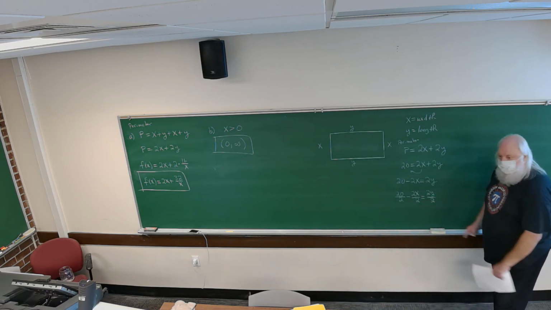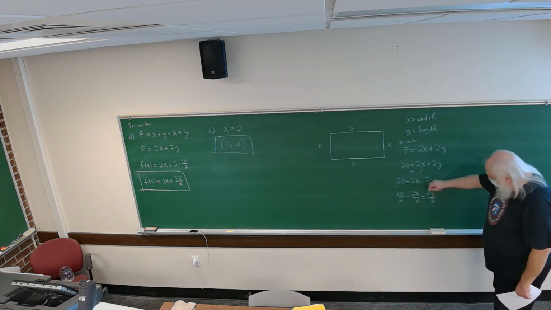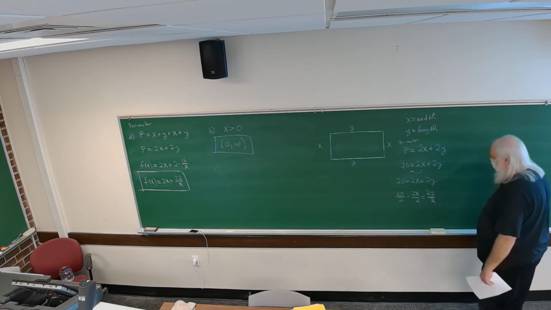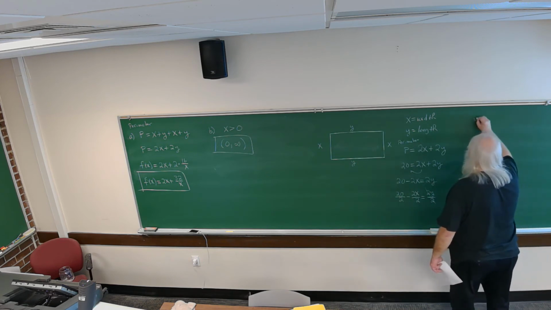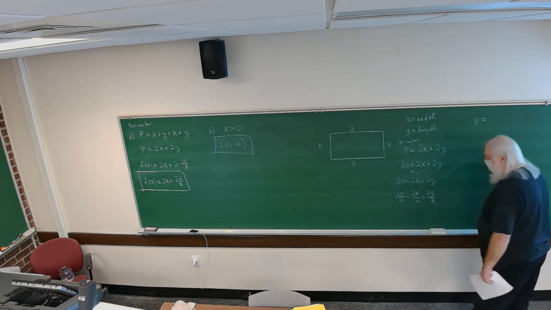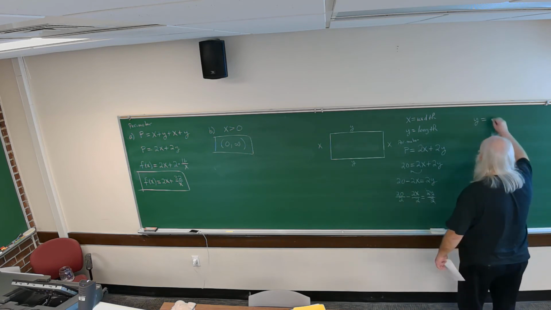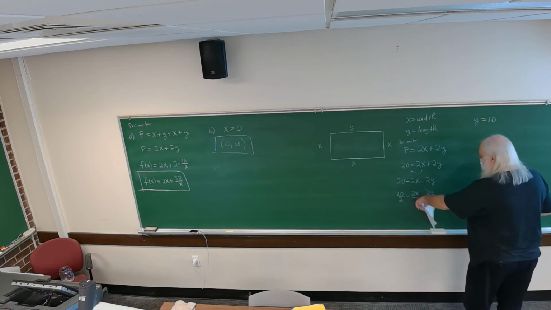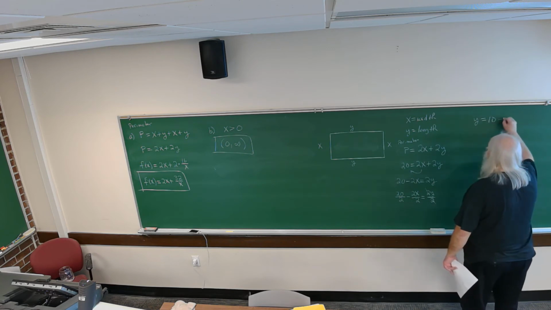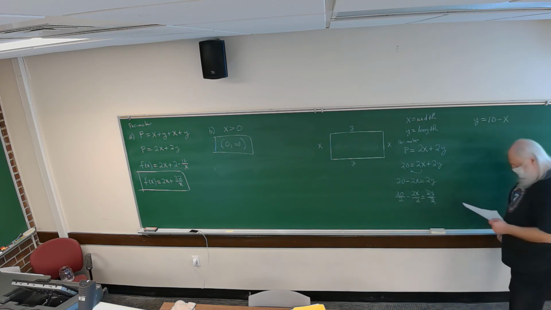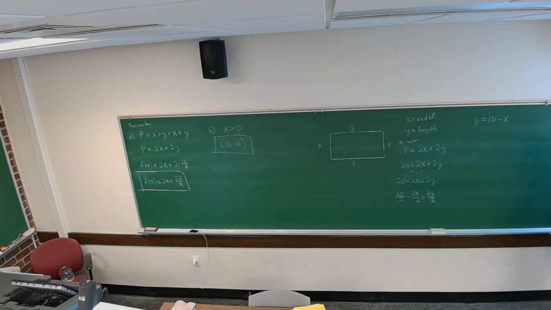Now I'm going to switch the two sides of the equation. The 2's cancel on the right, and we're left with y. And then 20 over 2 is 10. The 2's cancel in the second term, and we're left with minus x. So the length y is equal to 10 minus x.